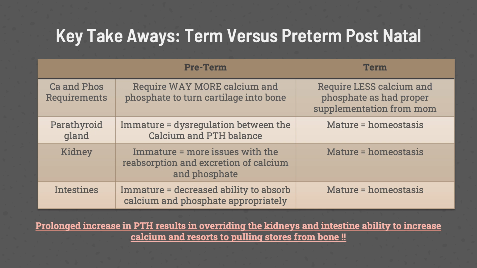One thing I want to point out is that prolonged increase in PTH results in overriding the kidneys and intestines' ability to increase calcium and resorts to pulling stores from bone. So we've discussed how preterm infants have more calcium pulled from bones than term infants just due to the excessive calcium that they require to build those bones in the first place.